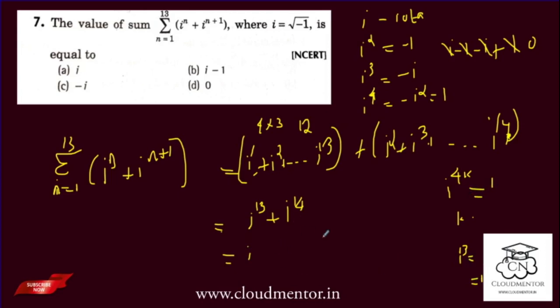Okay, and i raised to 14 we can also split: i raised to 14 will be equal to i raised to 12, that is a multiple of 4, multiplied by i raised to 2. So we get i plus i squared, and i squared is minus 1, so i minus 1 is the answer. So option B is the right answer.